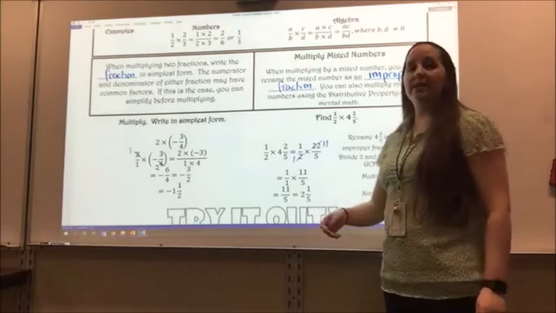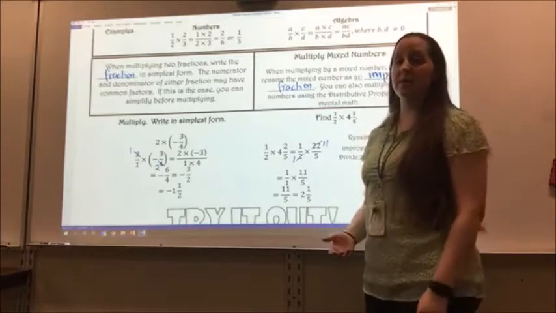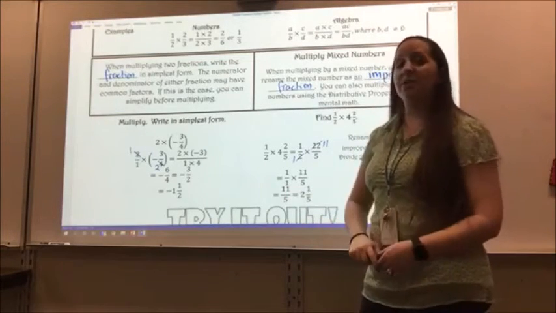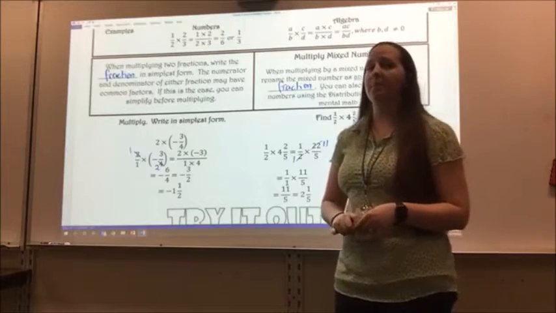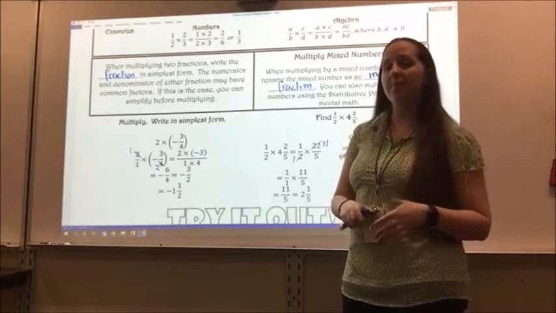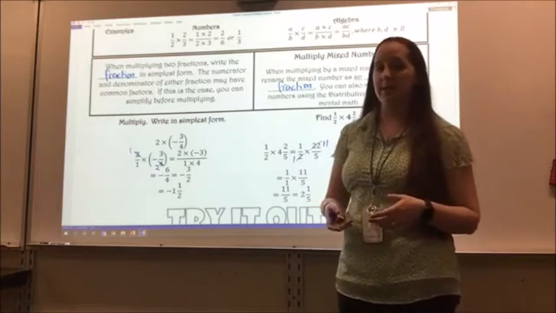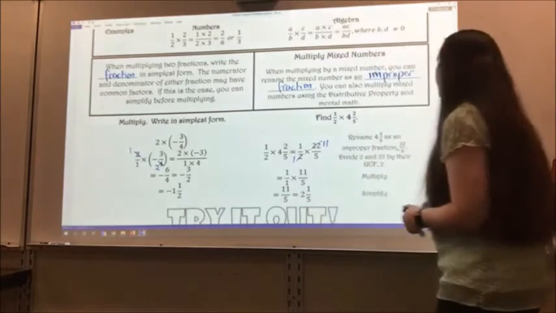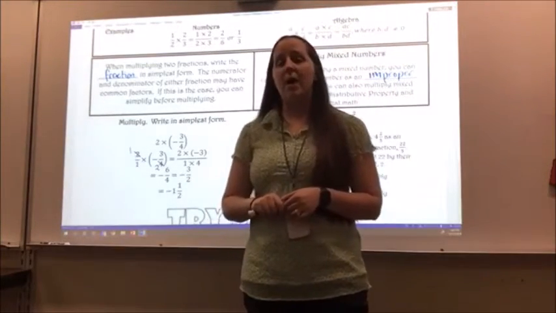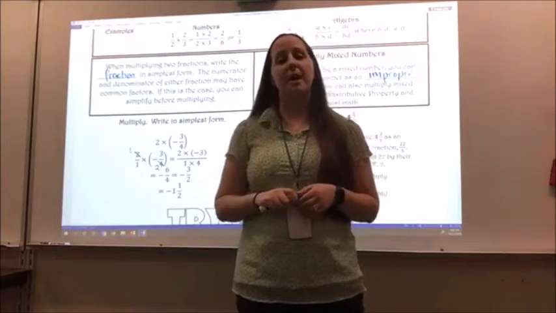Usually when you're doing things, they want you to change them back to mixed numbers because that is the simplest form. You can leave it as an improper fraction. Technically, that is also simplest form. So make sure you read the directions and figure out if it's asking you to simplify or if it's asking you to change it into a mixed number. Alright, there are a couple of try problems out below. I want you to go ahead, pause the video, try them out, and when you're done, we'll go over the answers together.